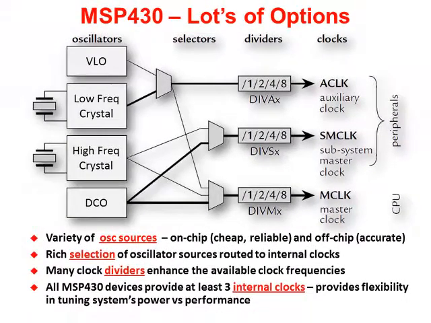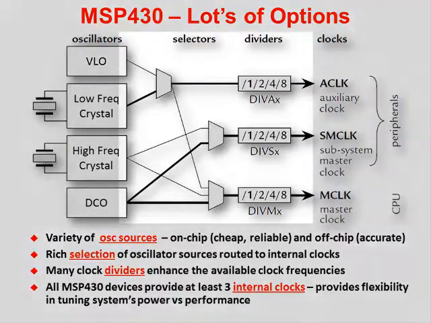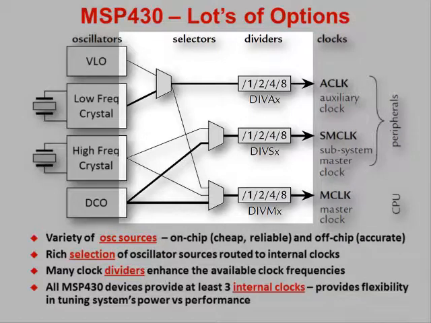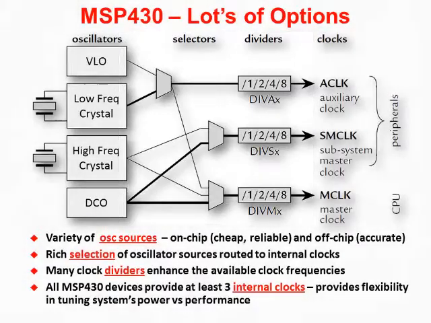As we go through this section, we're going to look at the different clocks, oscillators, and touch on the selectors and dividers as well. This is just one example. Some devices let every clock oscillator go to every single internal clock, ACLK, SMCLK, or MCLK, while other devices aren't quite so orthogonal. We'll summarize that in some tables as we go through this chapter.